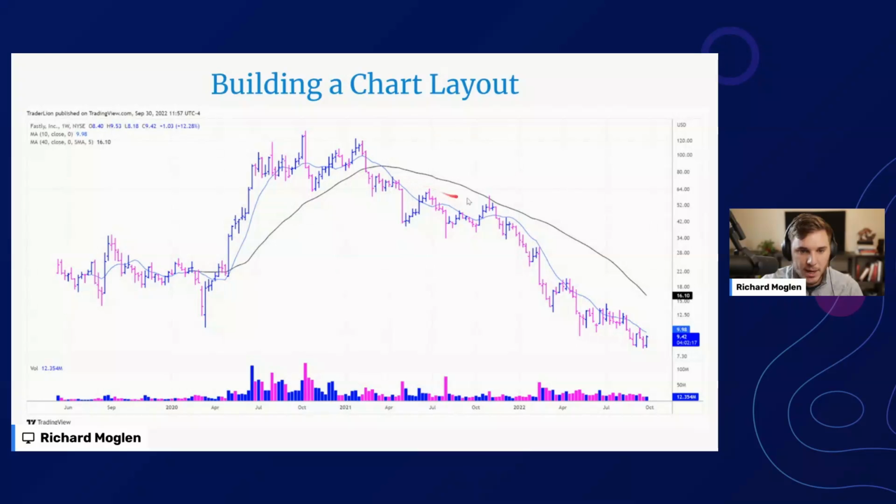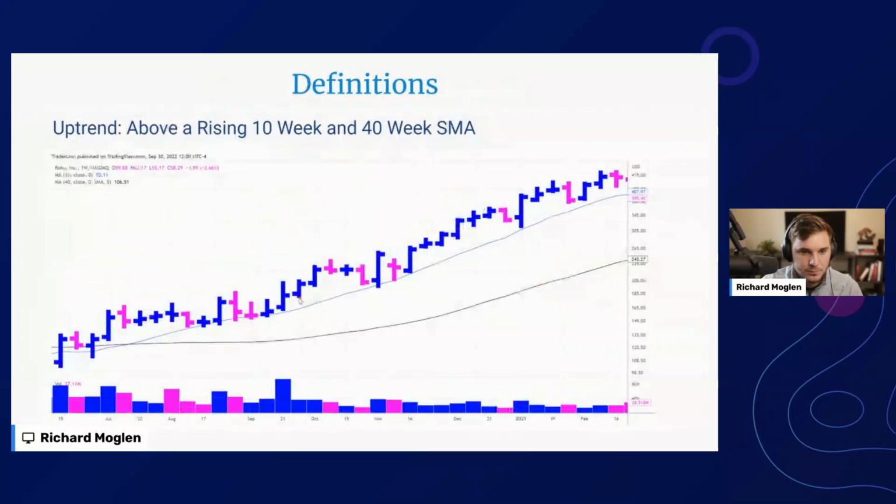And you can see here we're trending below a declining 40-week. This is a chart of Fastly, which I mentioned earlier. Great move in 2020. And then we've completely round tripped and even undercut these prior lows.